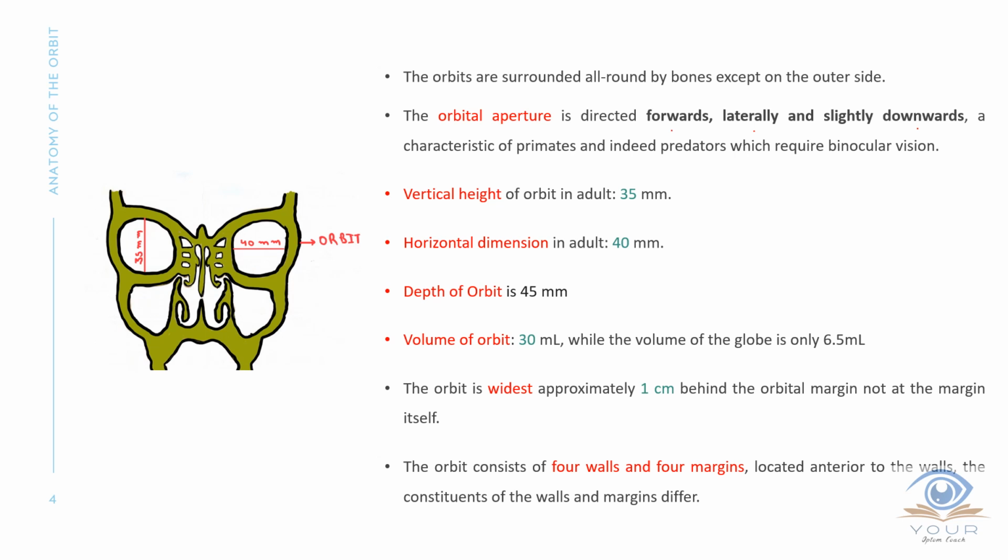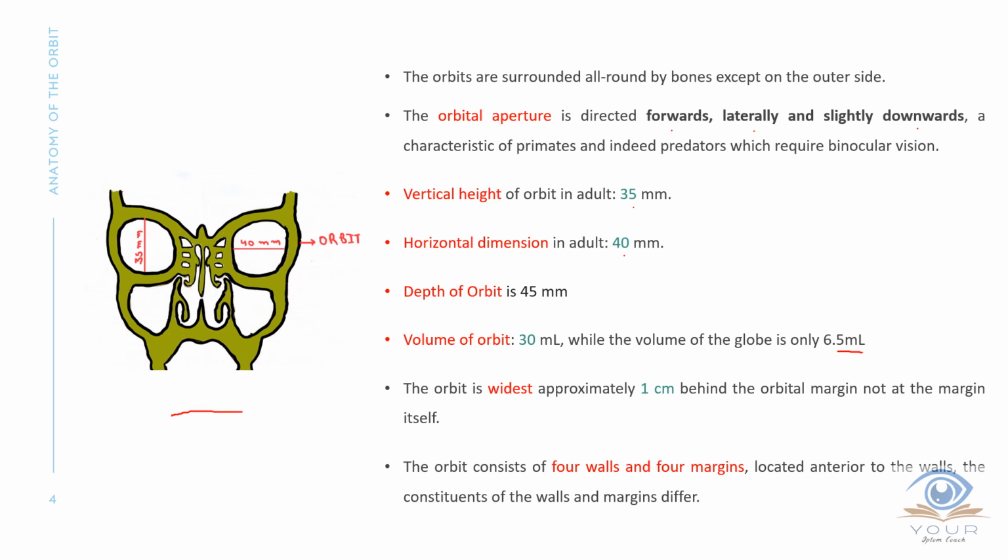Now these are all MCQ points that are coming. The vertical height of the orbit in an adult is 35 mm. The horizontal dimension in an adult is 40 mm. The depth of the orbit is 45 mm. The volume of the orbit is 30 ml, while the volume of the globe is only 6.5 ml. The orbit is widest approximately 1 centimeter behind the orbital margin and not at the margin itself.